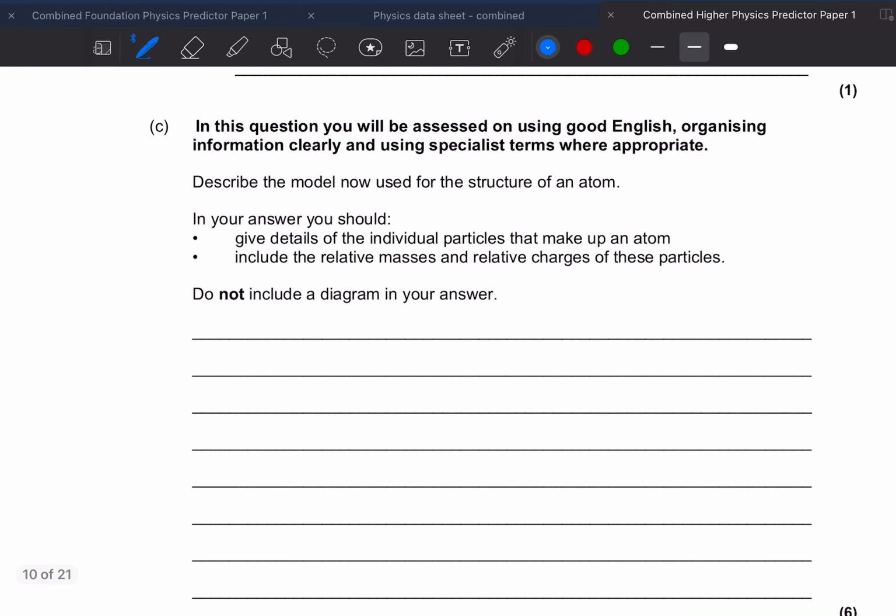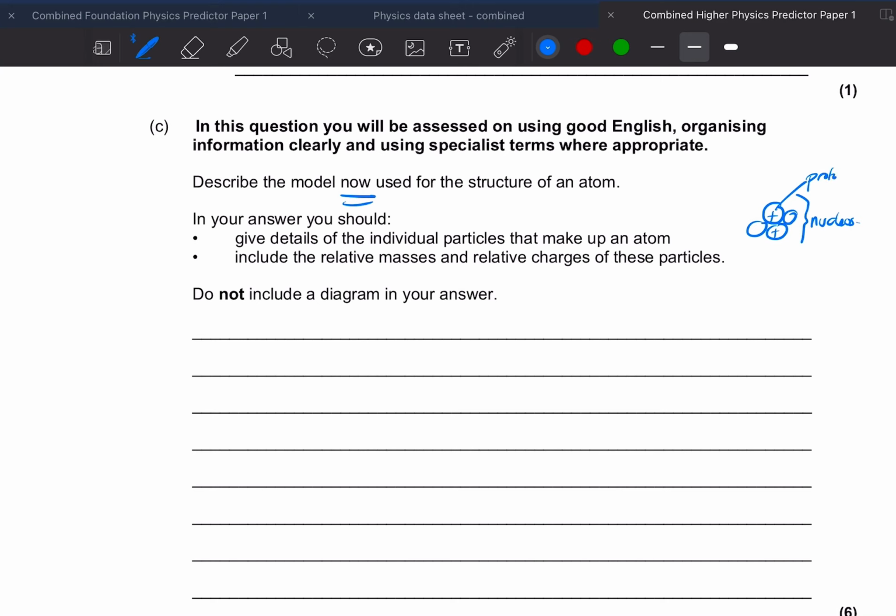In this question, again, good English. Describe the model now used for the structure of the atom. So the model that we use now is this one. So we've got protons and neutrons in the center. We call this the nucleus.